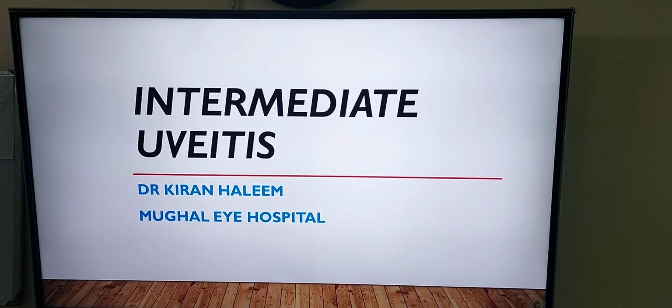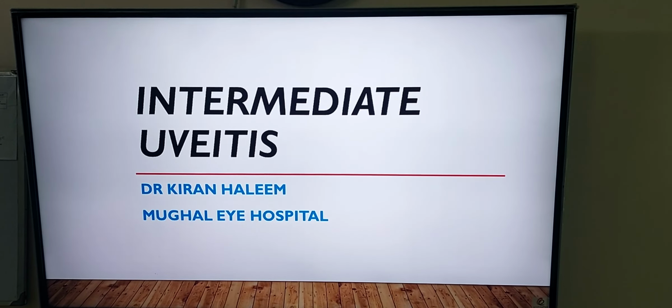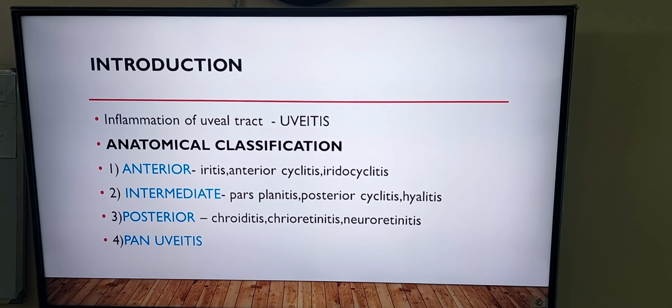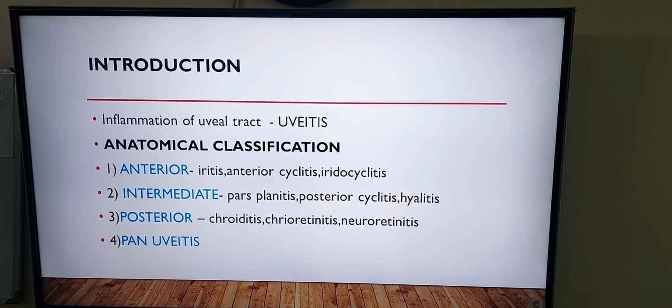My name is [name]. Today my topic of presentation is intermediate uveitis. What is uveitis? Uveitis is the inflammation of the uveal tract. We divide uveitis on an anatomical classification: anterior, intermediate, posterior, and panuveitis.